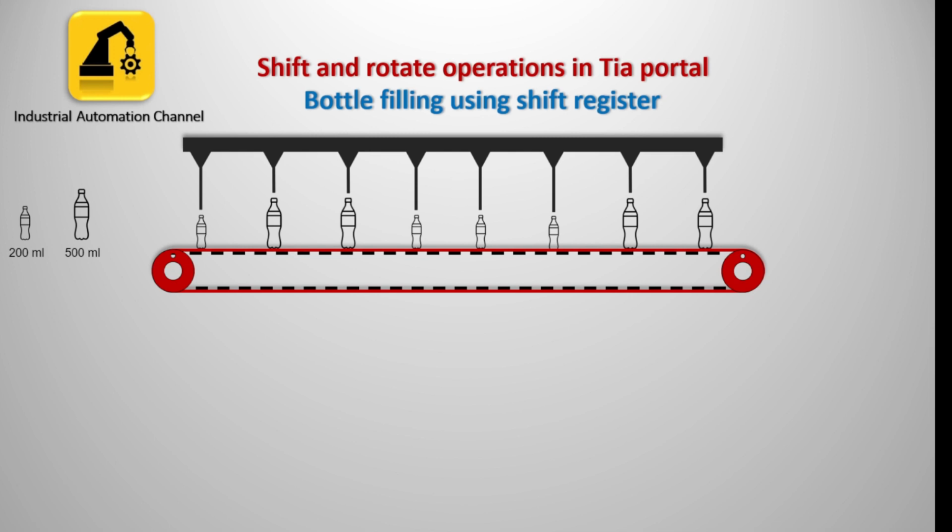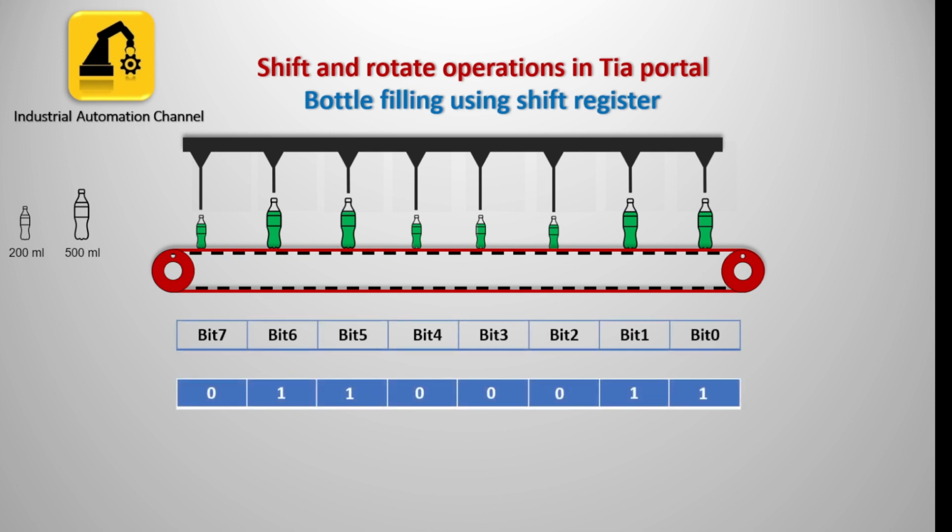For example, here we have a bottle filler with 8 filling nozzles filling the bottle with 2 different sizes, 250 milliliter. Each filling station is considered as a level or a step. So we need to track the bottles to know their size and position and fill them according to the size. How can we do this project in TIA Portal?